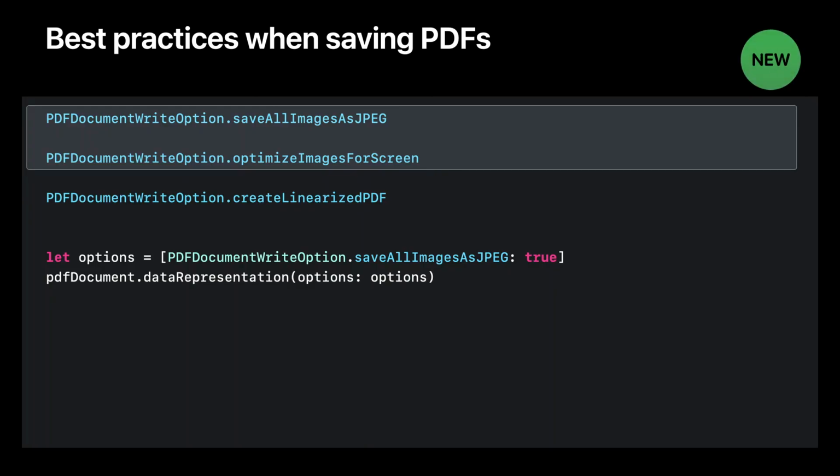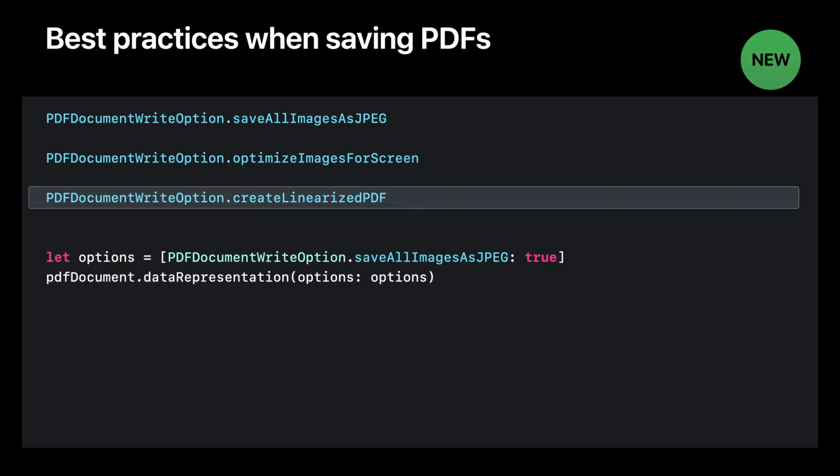Save all images to JPEG does just what it says. No matter how the image was created, it will be saved with JPEG encoding in the PDF. Optimize images for screen will downsample images to a maximum of high DPI screen resolution. These two options may be used together.